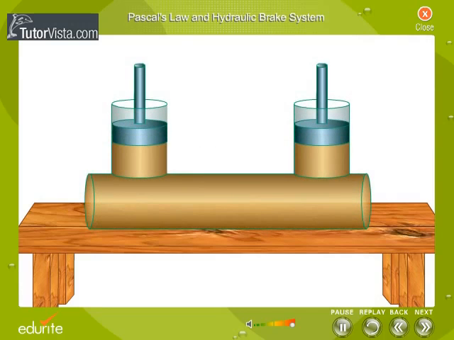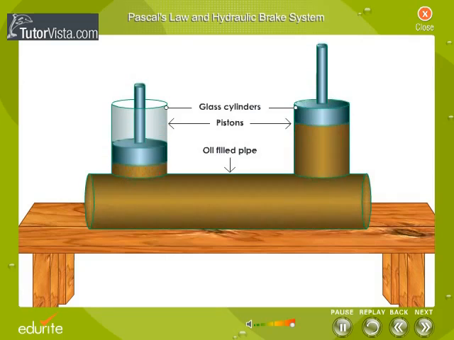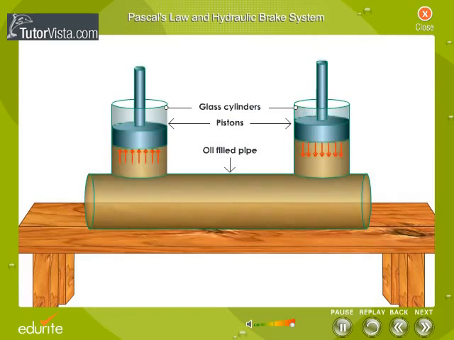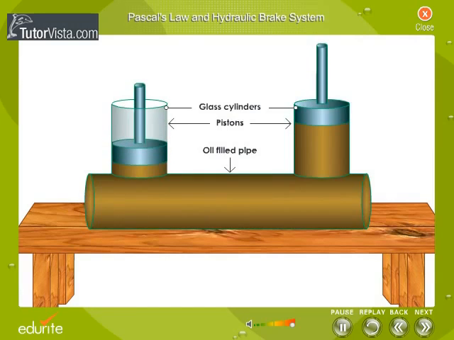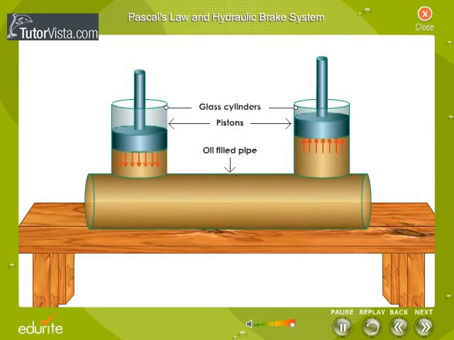Here you can see the simplest possible hydraulic system. Two pistons are fitted into two glass cylinders filled with oil and connected to one another with an oil-filled pipe. If you apply a downward force on one of the pistons, then the force is transmitted to the second piston through the oil in the pipe.